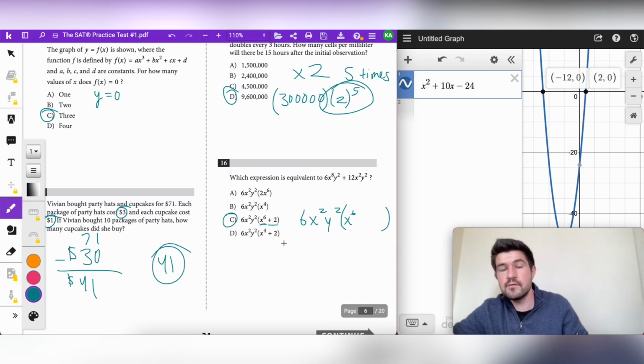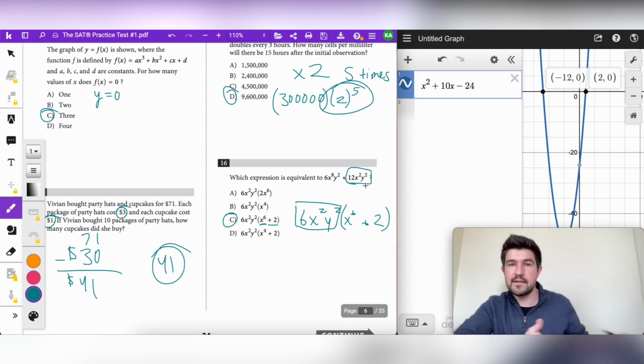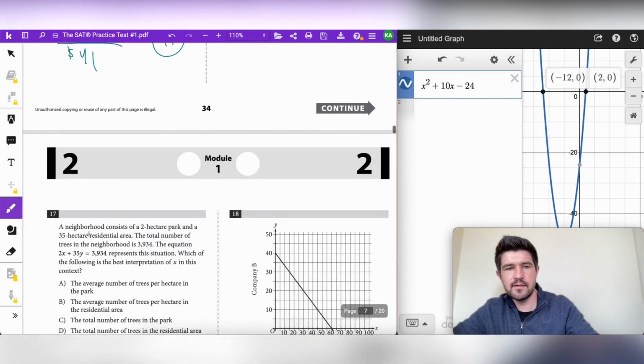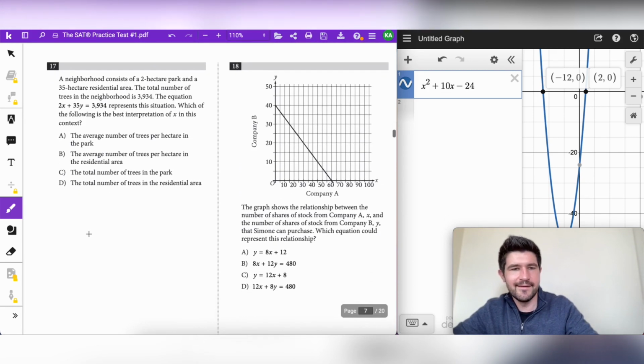If you want to see where the 2 comes from, this term divided by this just leaves you with positive 2, right? 12 divided by 6 is 2, and then the x squared and the y squared both get factored out, so we're just left with those 2. So the answer is C. Let's keep on going. Number 17.